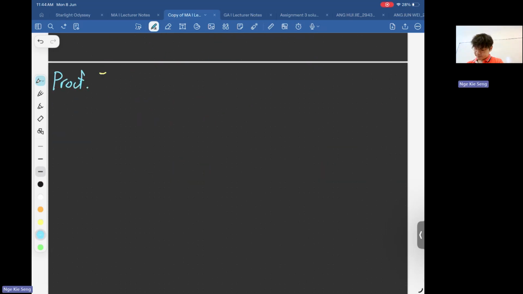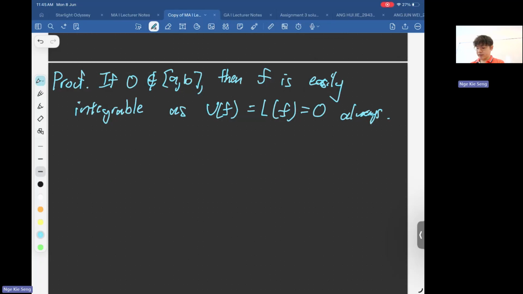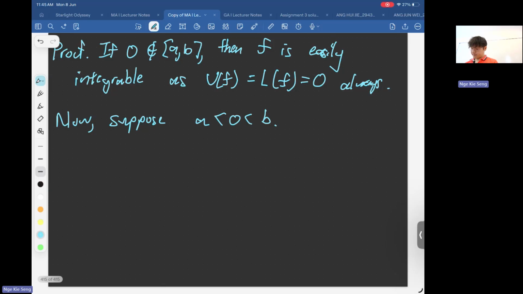So if 0 is not in the closed interval [a, b] here, then f is easily integrable, because U(f) and L(f) are always the same, which is 0. Now assume that our interval involves the point 0. Then we could again use the epsilon, P epsilon definition of integrability.